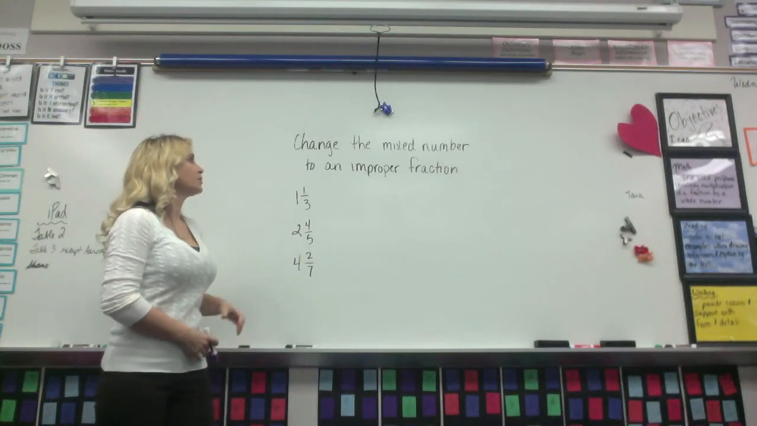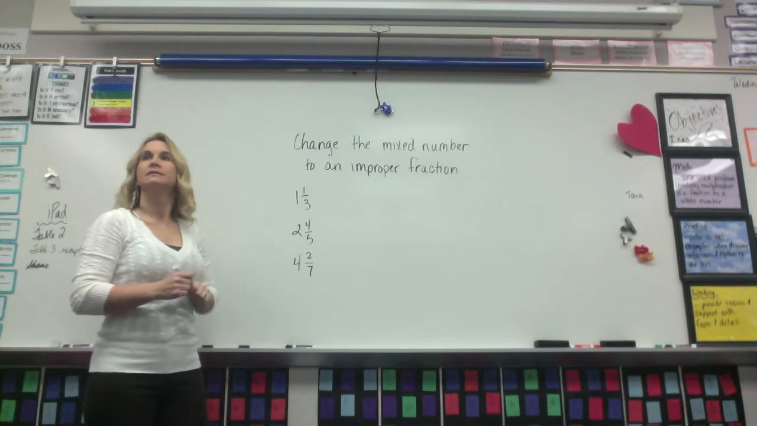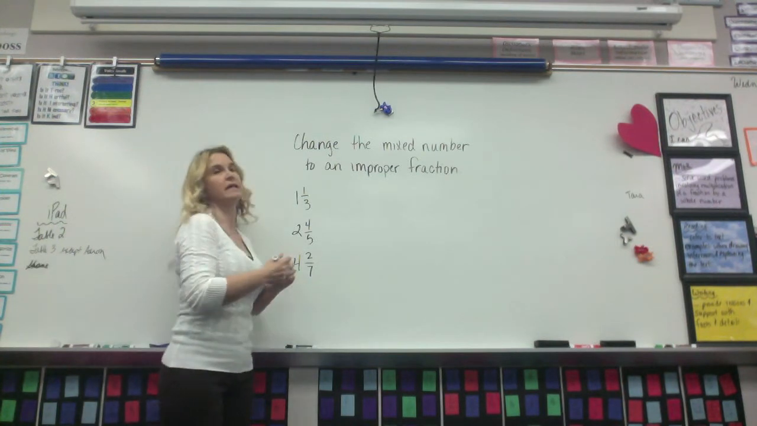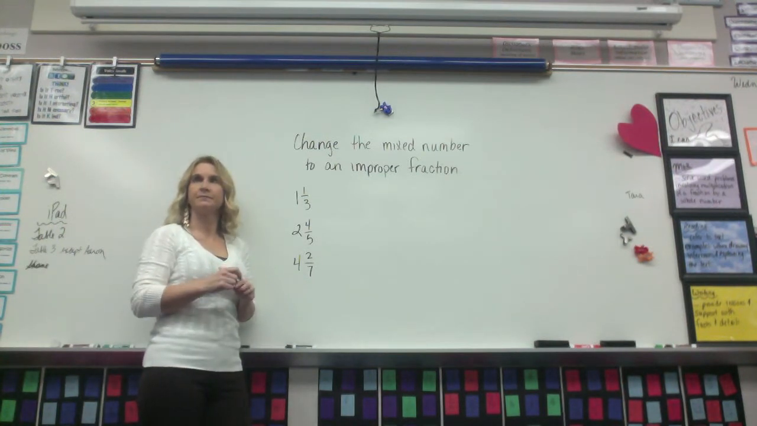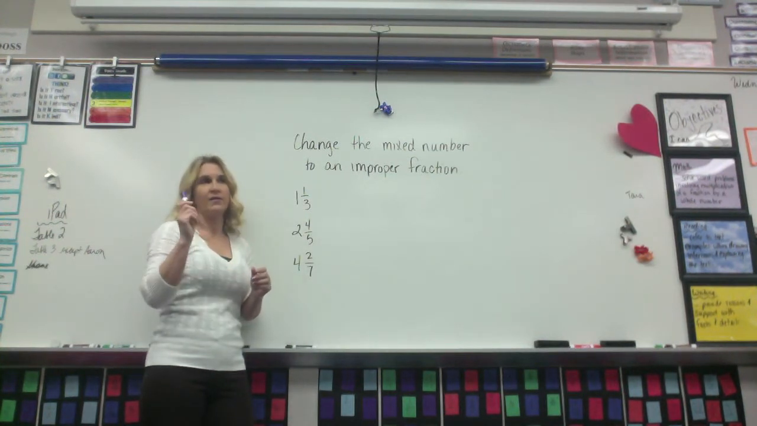Change the mixed number to an improper fraction. Who would like to? How about Nicholas? 4/3. Can you tell us what you did to make that happen? I multiplied 3 times 1, which is 3, and then I added 1. 3 times 1 equals 3, and then he added 1.